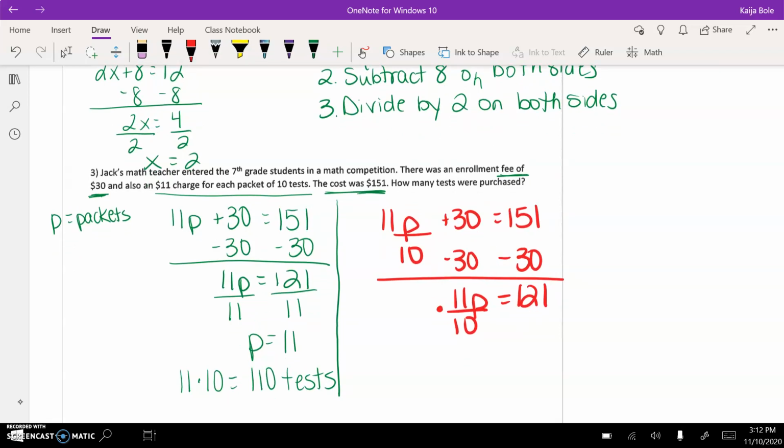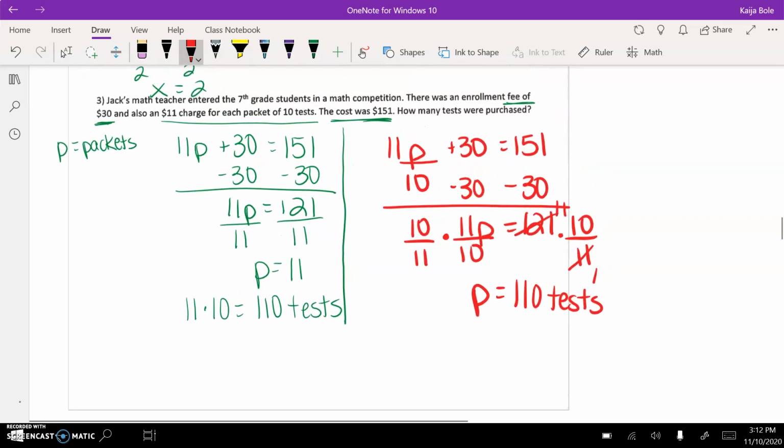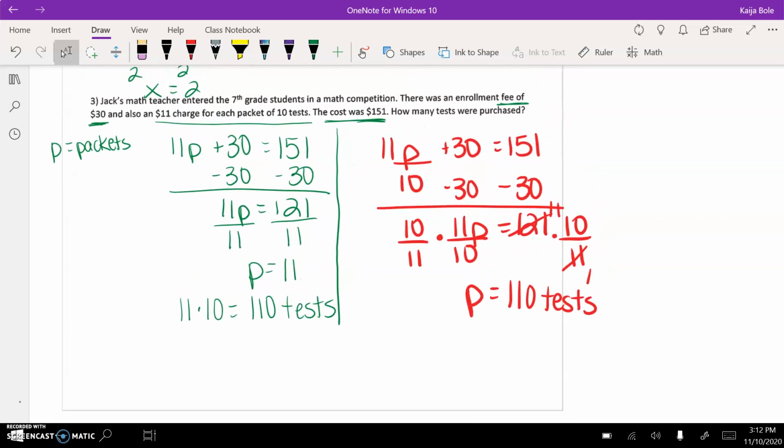So now I could multiply by 10/11 on both sides. So I'd get P equals, and I would cross divide, so the 11 would become a 1, that would become 11, and you would still get your 110 tests. Okay, so probably one of the harder ones we've seen so far, but once you've checked this, you can just go ahead and move on into the classwork.